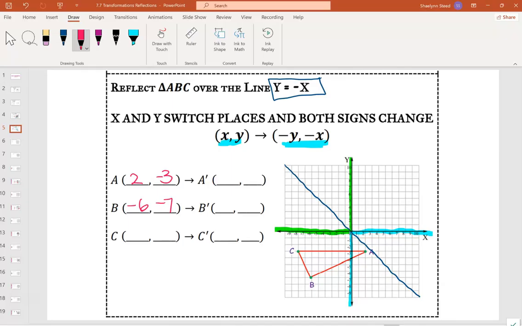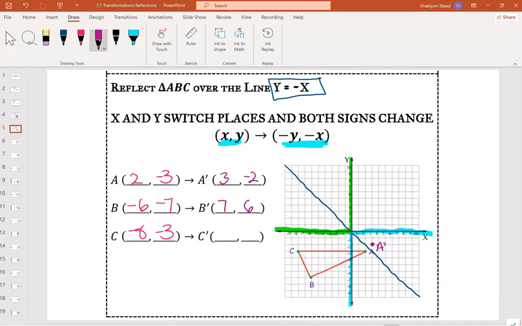And then C is at -8, -3. So now if we look at where they are, see how A is a half a diagonal away? That means A prime also is going to be half a diagonal away. Which, if we look at that point, it becomes +3, -2.